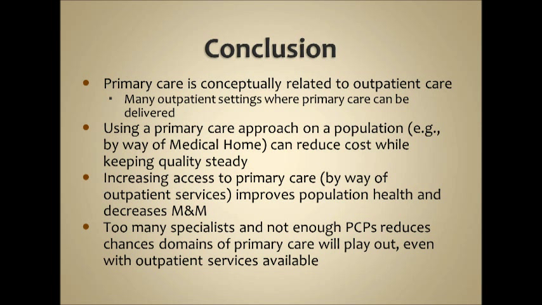So increasing access to primary care by way of increasing outpatient services that provide primary care can improve the population health and decrease M&M. And too many specialists and not enough PCPs reduces the chances that the domains of primary care will play out, like how can you coordinate, how can you refer and all that if you don't have enough PCPs to do it. Even though all these outpatient services are available, if they're all specialty services, then what are we going to do here, right?